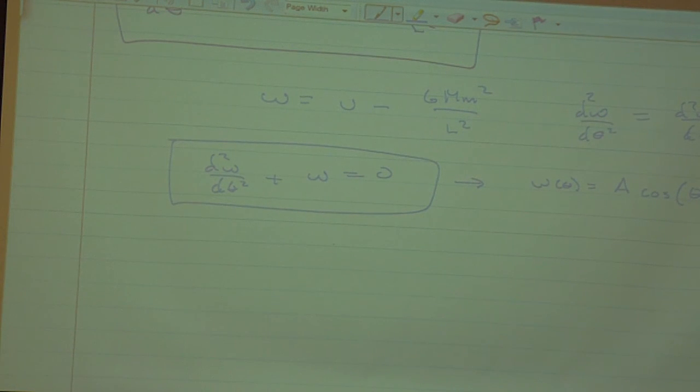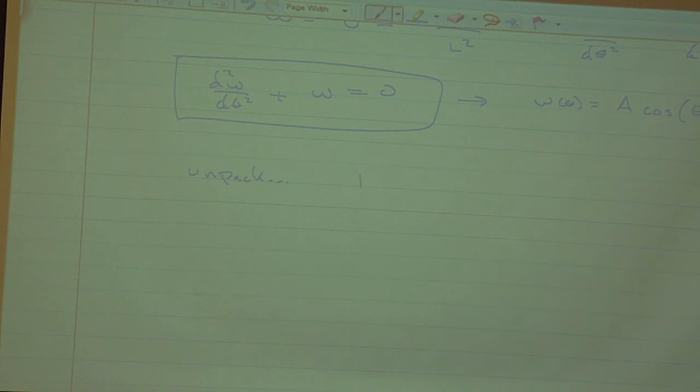And so if you unpack it, one over r is equal to G M squared over L squared plus A cosine of θ plus δ, which we're going to write as 1 over capital R, times 1 plus epsilon cosine of θ plus δ.